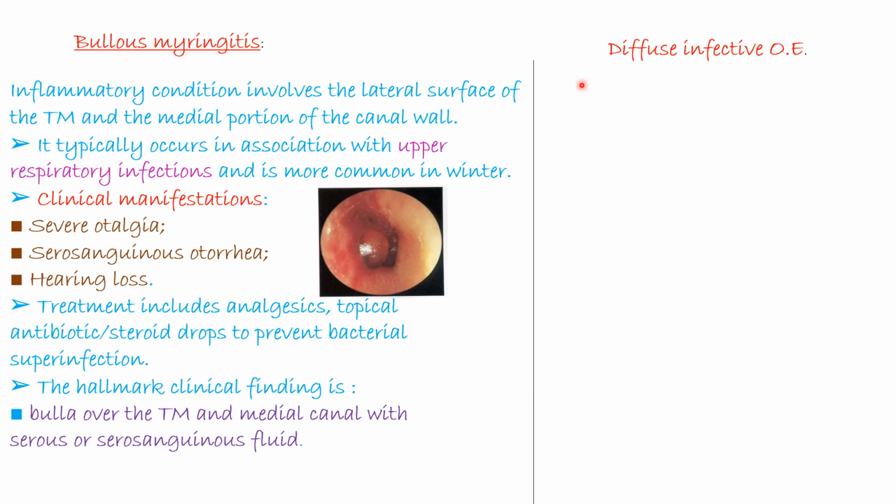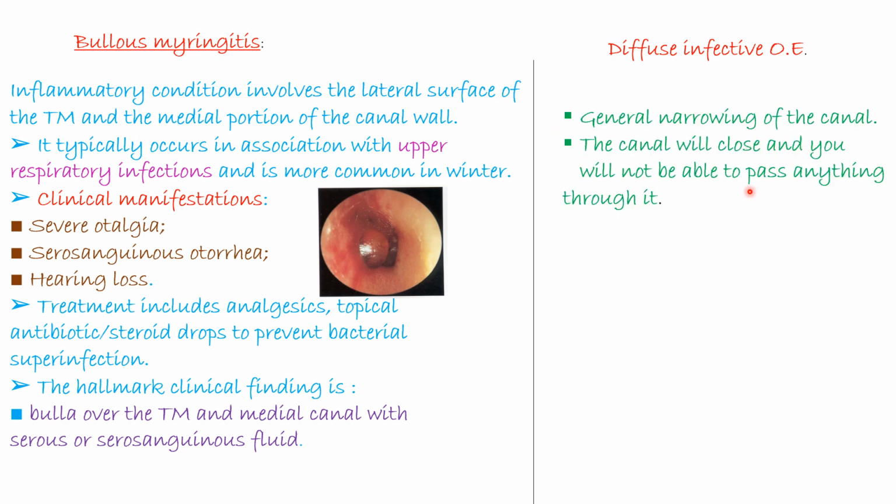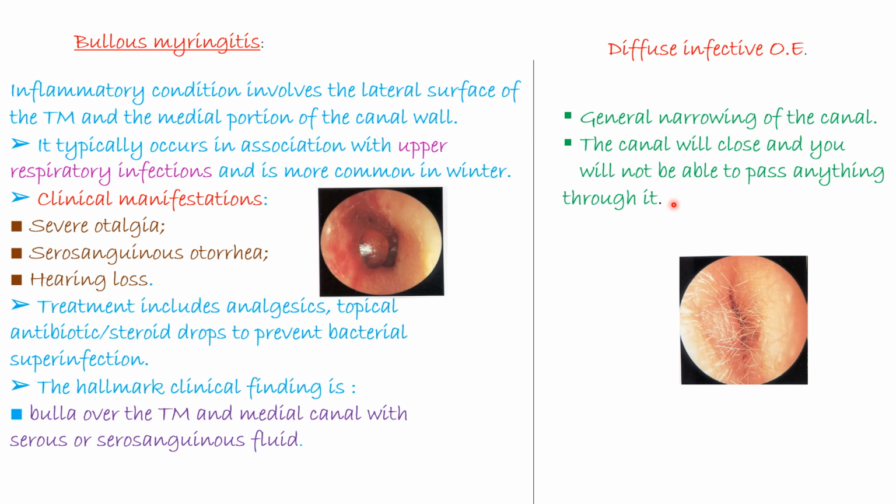The next one is diffuse otitis externa. This is what most people mean by otitis externa. This is when you have general narrowing of the canal, and the canal will close, and therefore you won't be able to pass anything. And this is when you can have conductive hearing loss, as mentioned before. So you have inflammation of the external auditory canal, and then you have infection, inflammation, and then you have edema, and then it closes.